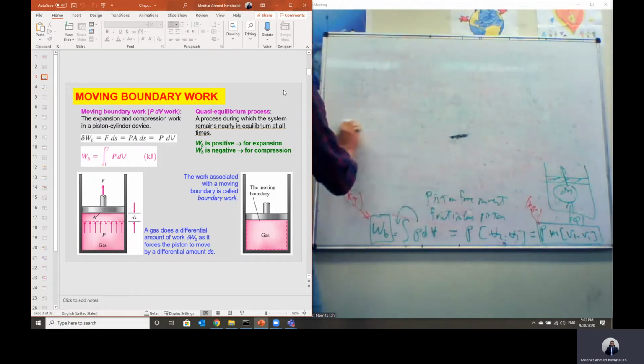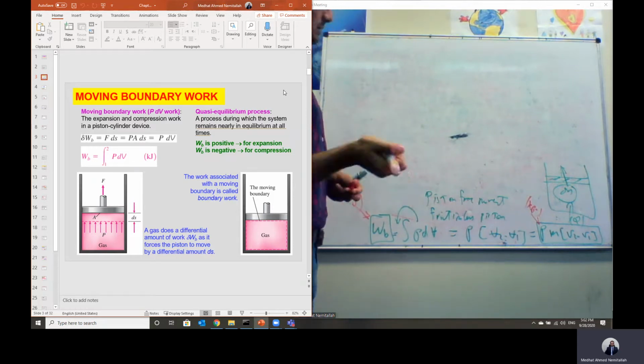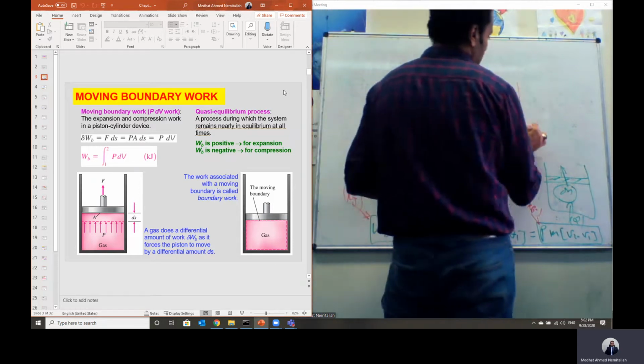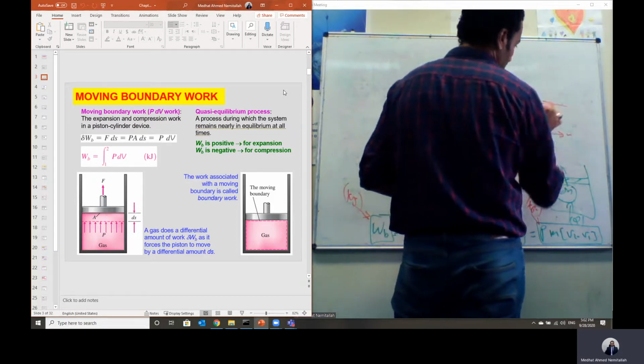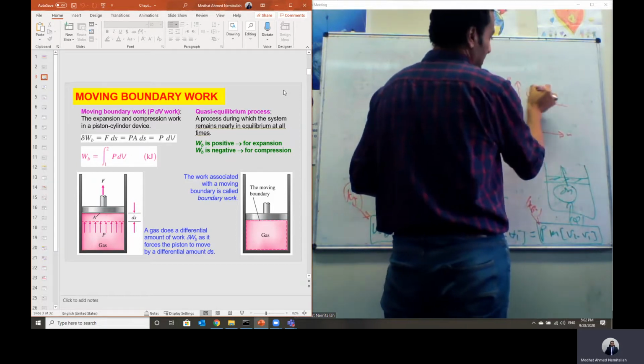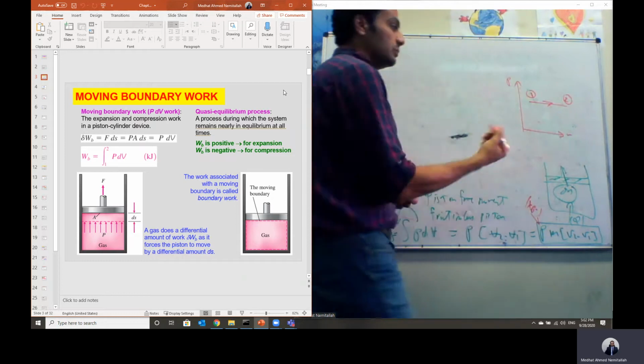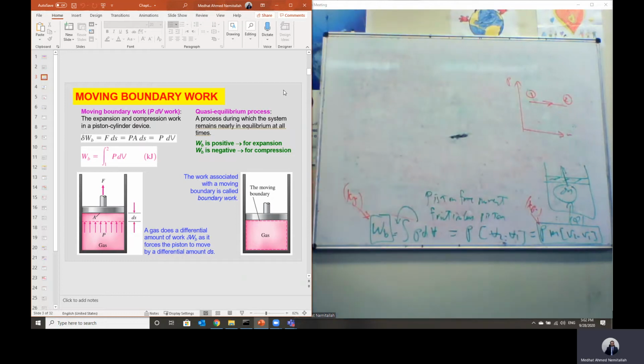And this process can be represented on the PV diagram or the TV diagram. In this case, it is just a horizontal line, either from state 1 to state 2 or from state 2 to state 1. Okay.